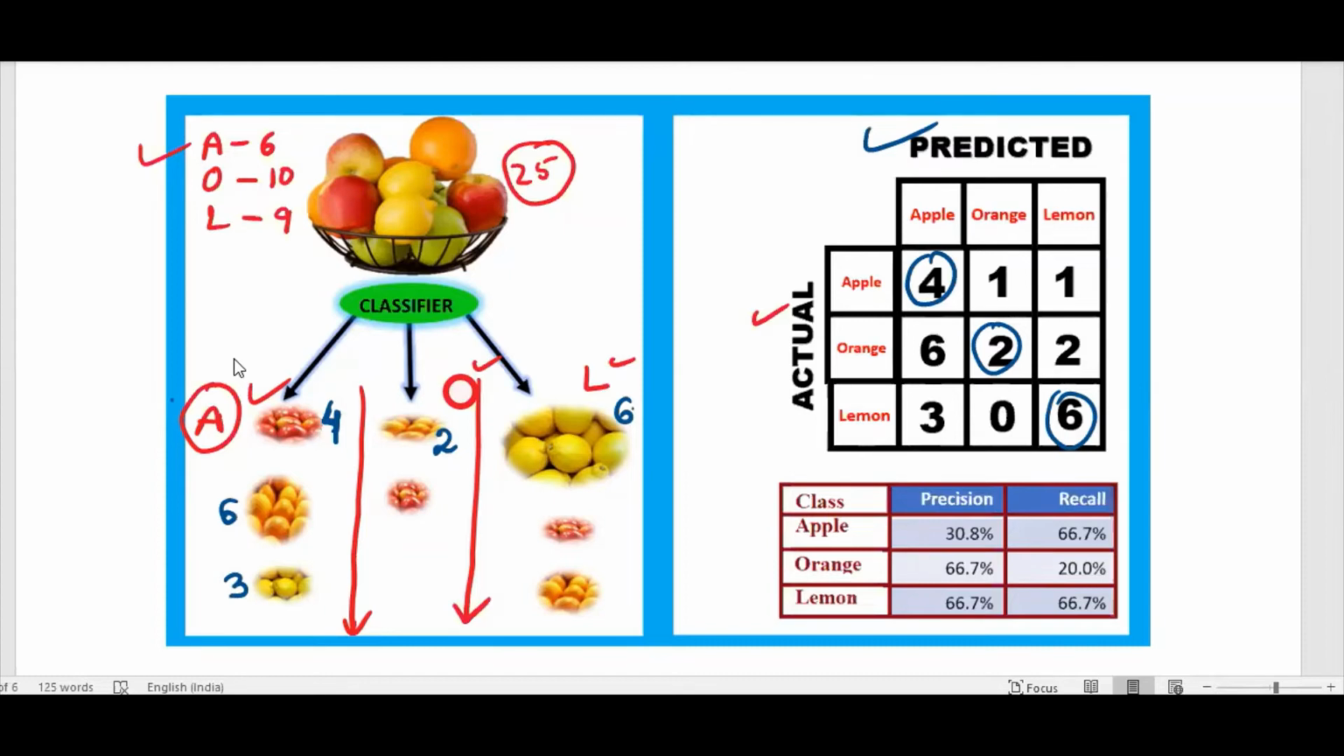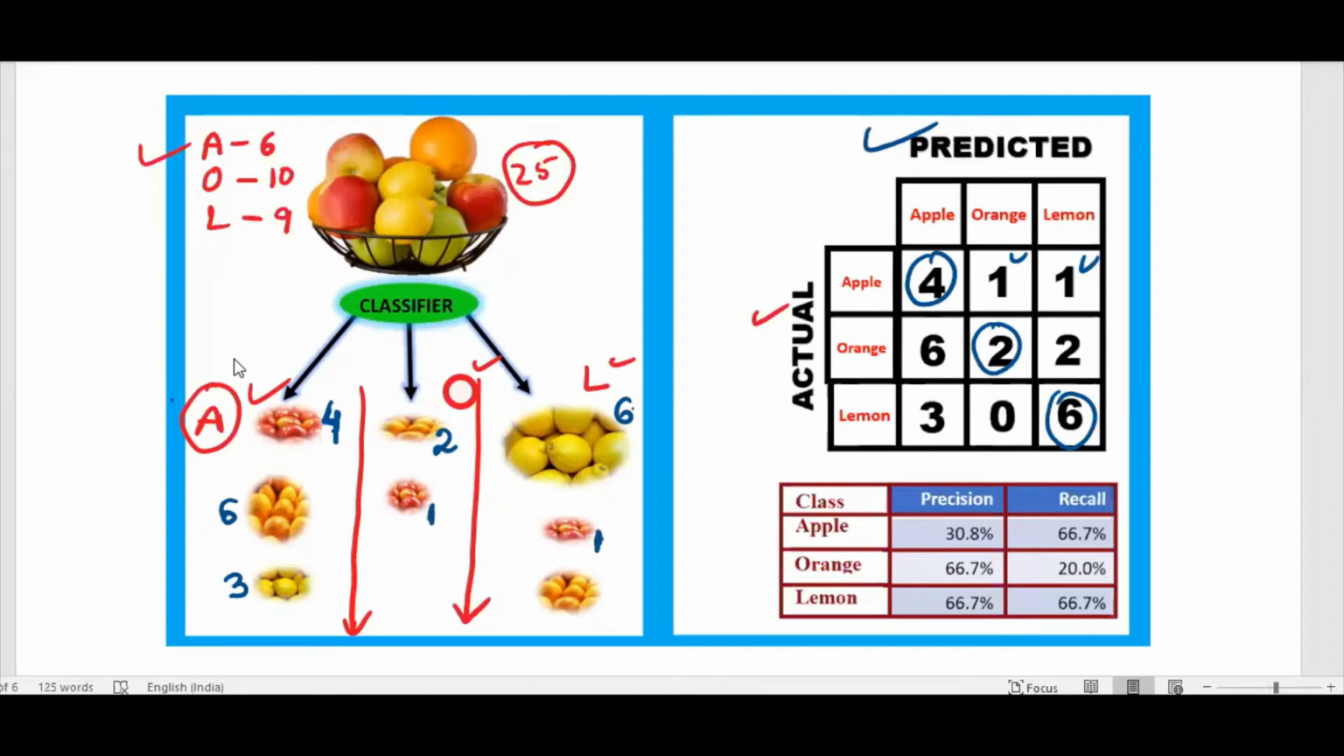How many actually apples are there? Okay, 6 are there. 4 correctly classified, but brought so many other stuff. Okay, we had only 6 apples. The 2 apples, they went there. We'll see where they went. The 2 apples went to orange and lemon here.